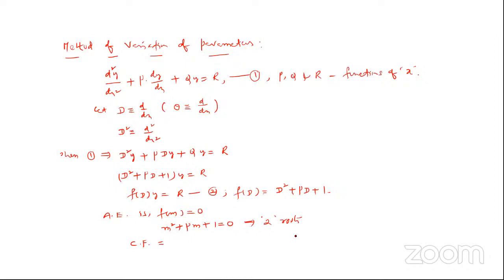Generally, whenever the two roots are either real roots or complex roots, we write the corresponding complementary function as c1 into u of x plus c2 into v of x. So already we know that if the two roots are real and equal, then we write the corresponding complementary function as c1 plus c2 x into e power ax.